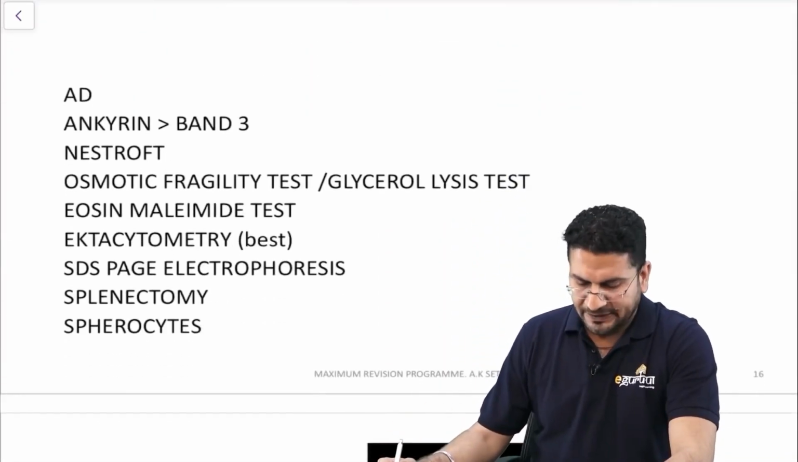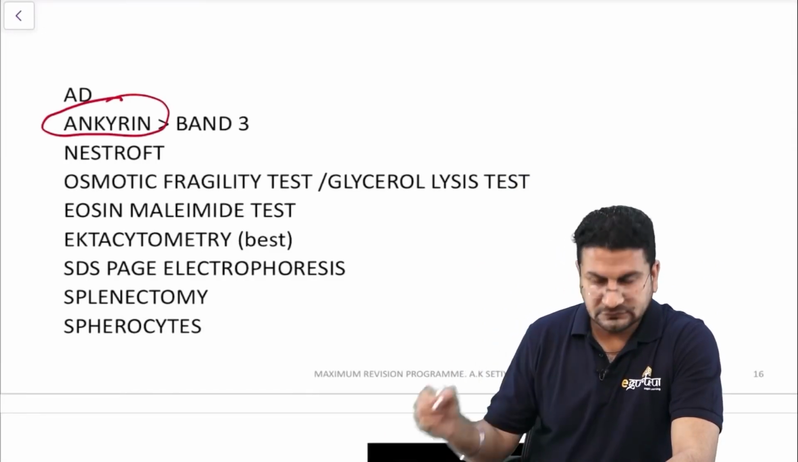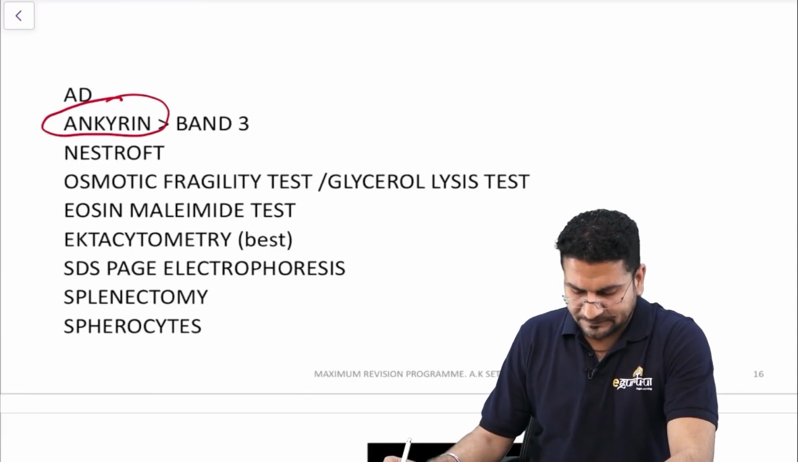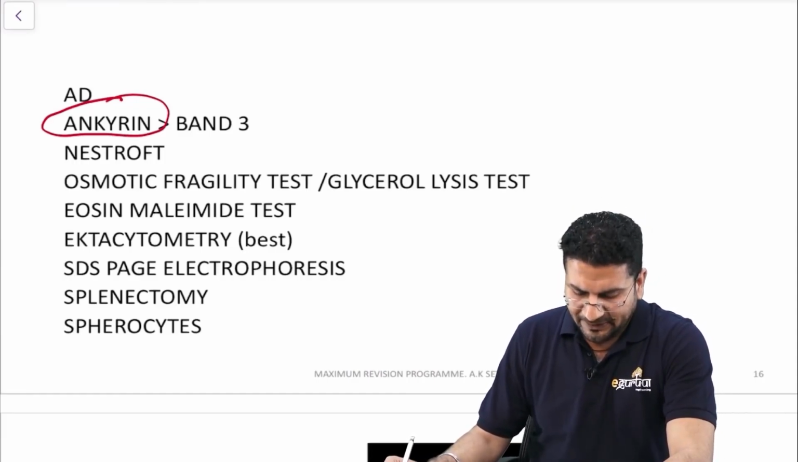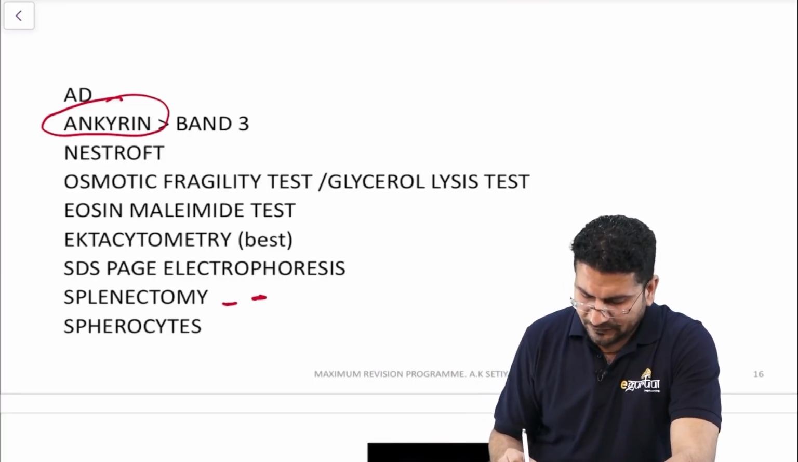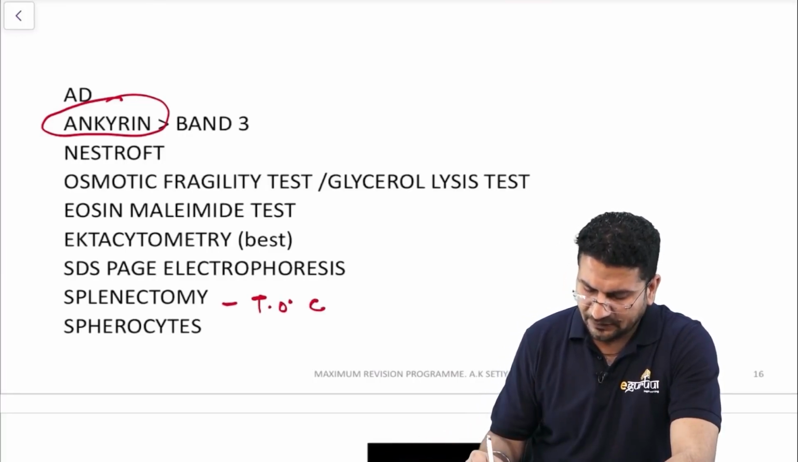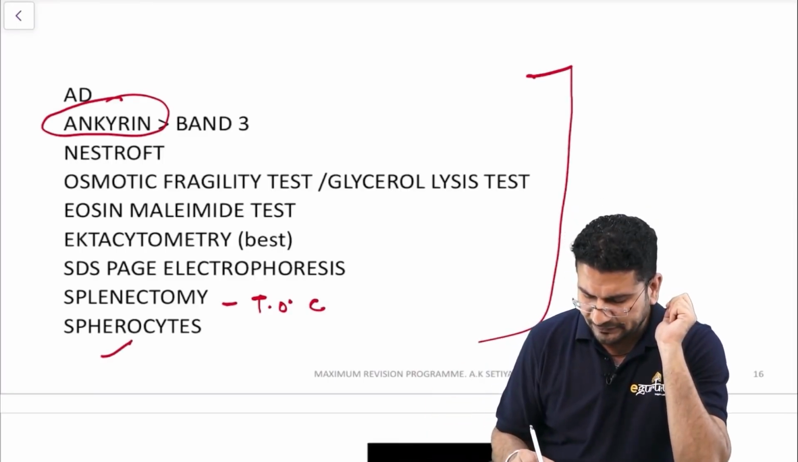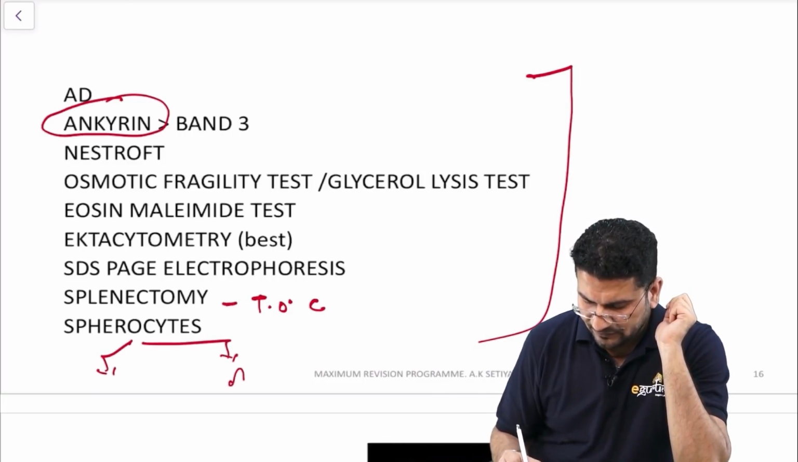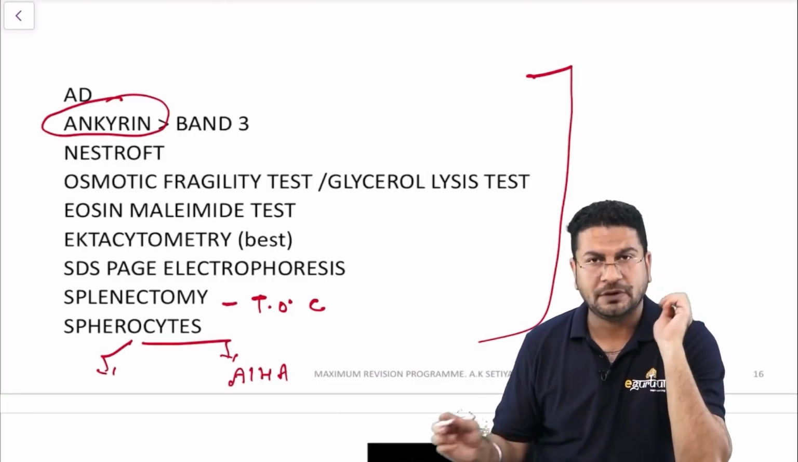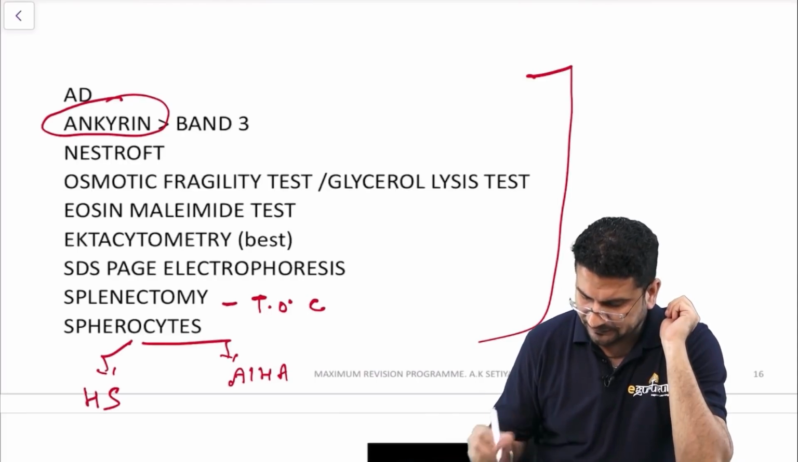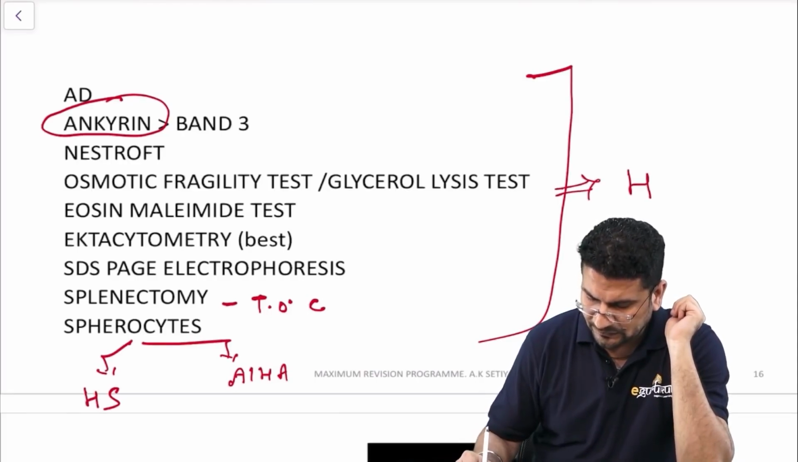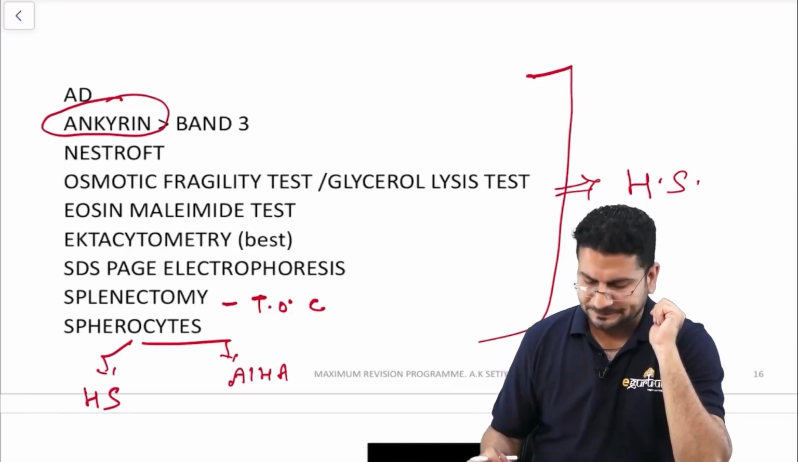Autosomal dominant type, mainly ankyrin followed by band 3. So the most common is ankyrin. The tests we do are the Nestroff test, osmotic fragility test. We can do flow cytometry, eosin maleimide test. Splenectomy is the treatment of choice. And in the peripheral smear, here also you will find spherocytes. So spherocytes, I told you at two places. Remember, there are two causes for spherocytes. One is AIHA, which is the most common cause in adults, and second is hereditary spherocytosis. So these are MCQs suggestive of hereditary spherocytosis.